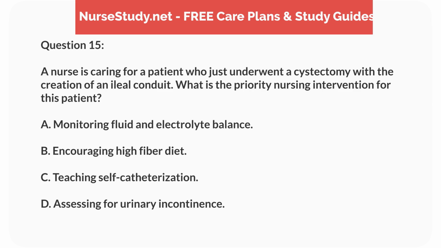Question 15. A nurse is caring for a patient who just underwent a cystectomy with the creation of an ileal conduit. What is the priority nursing intervention for this patient? A. Monitoring fluid and electrolyte balance. B. Encouraging high-fiber diet. C. Teaching self-catheterization. D. Assessing for urinary incontinence.